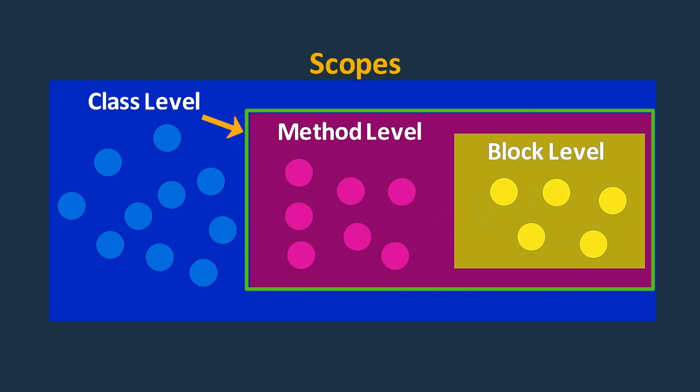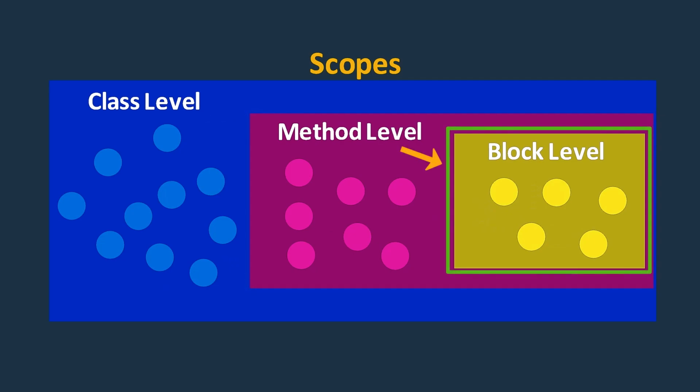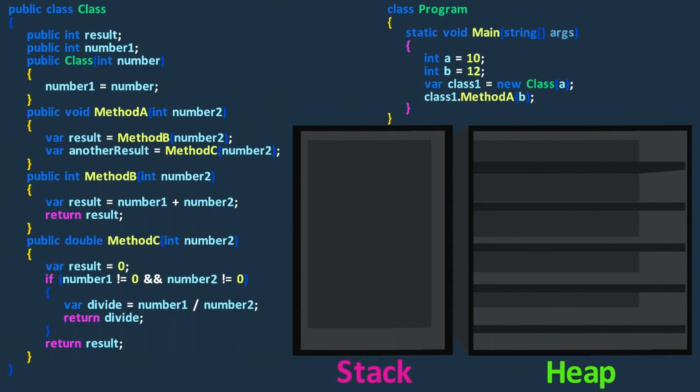Okay, a class level variable is accessible to methods and all blocks like loops, while a method level variable is accessible to blocks. To better understand scopes, let's continue the discussion with an example. Let's consider this code. Note that this code is just an example and doesn't perform any special tasks.